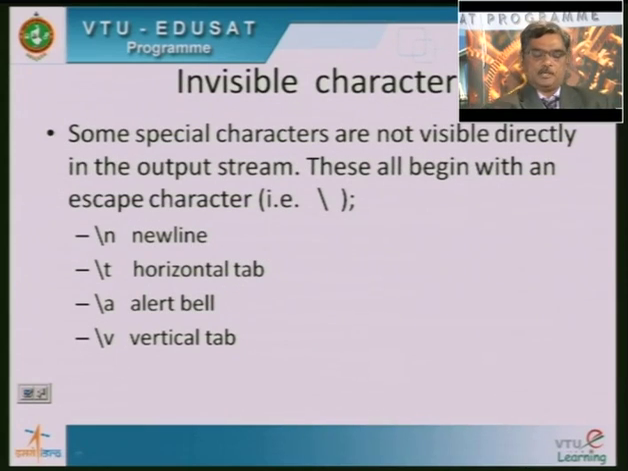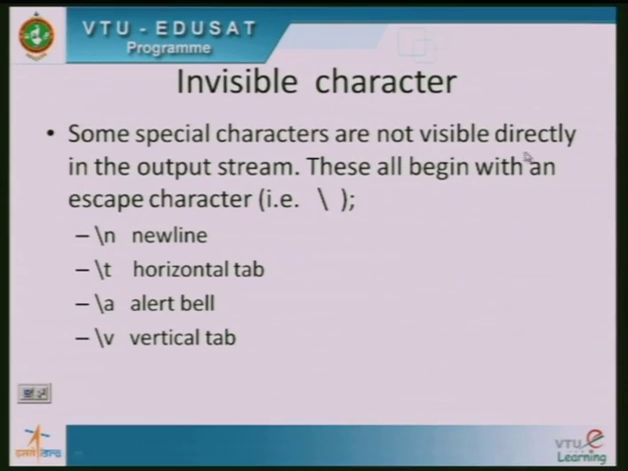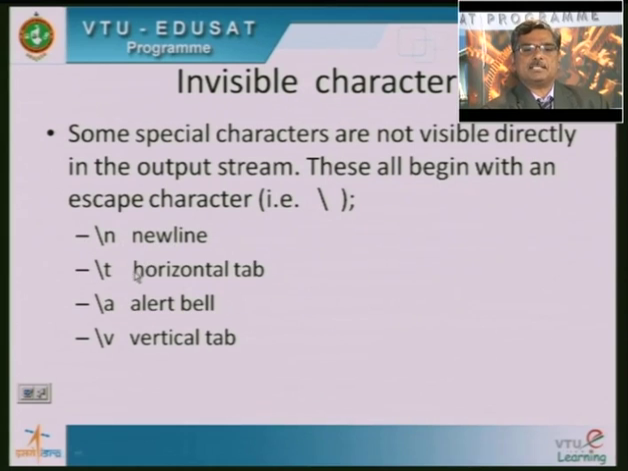In the program you observed, you used slash n. These sequences are called escape characters. Some special characters are not visible directly in the output stream. They all begin with the escape character backslash, the symbol you observe. Slash n goes to the next line. Slash t gives eight spaces, that is a horizontal tab. If you want a bell alert, use slash a. To move vertically, use slash v. These are the essential escape characters we will use in our programming while writing statements.